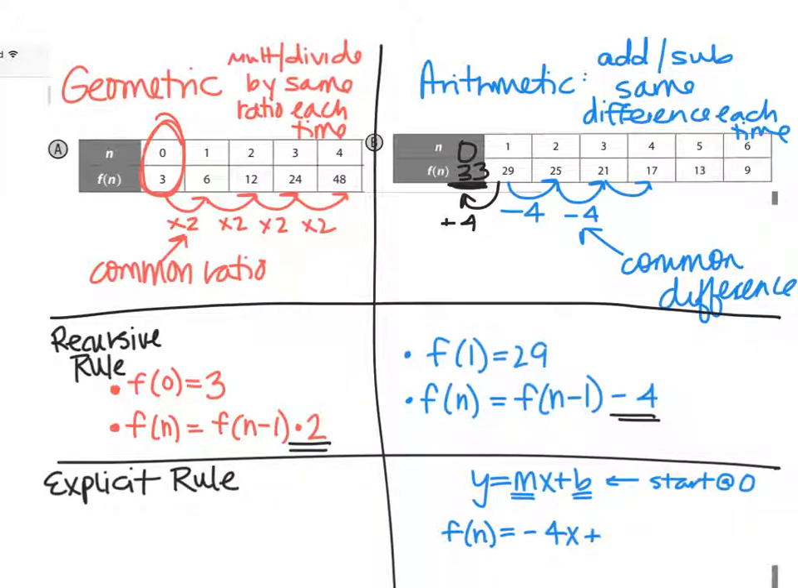So here my rule would be negative 4, and that shouldn't be x, that should be negative 4n. So we can make that an n instead: negative 4n plus 33. All right, we'll talk about how to use that here in a minute.